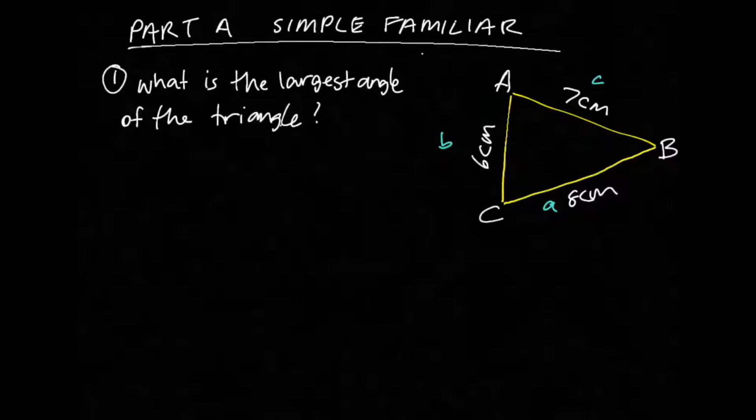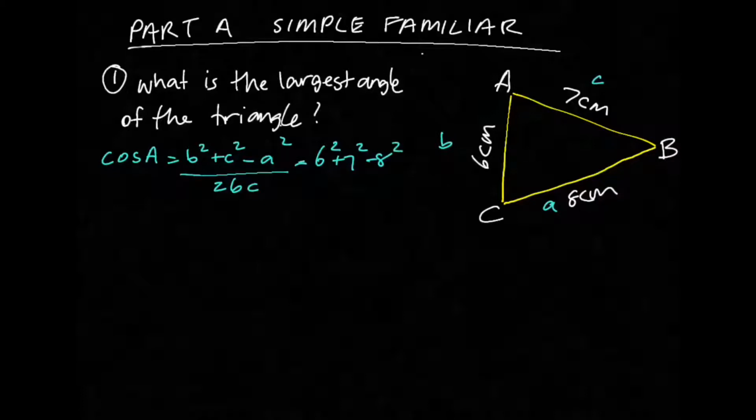Now, we've got the value for every side, but we've got no angles, so we can't use sine rule for this. It's a cos rule problem. So let's find angle A first using cos rule. So cos A equals B squared plus C squared minus A squared, all on 2BC. And that equals 6 squared plus 7 squared minus 8 squared, all on 2 times 6 times 7, equals 0.25.